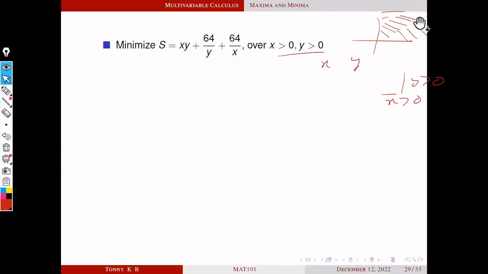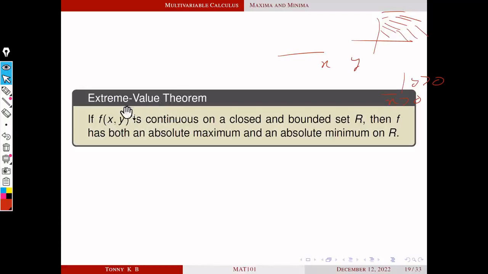Okay, but the problem is this region is unbounded and not closed. And we know by the extreme value theorem, if a region is closed and bounded, then there exists an absolute maximum and absolute minimum. There is only a theoretical guarantee for a closed and bounded region. That is our extreme value theorem.